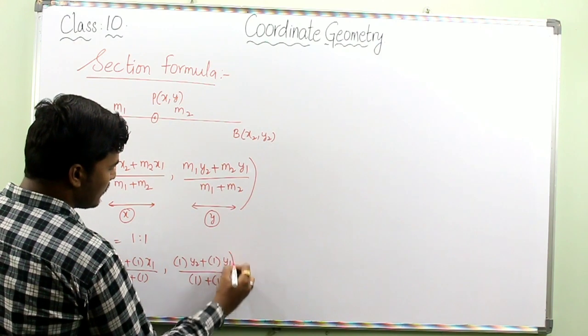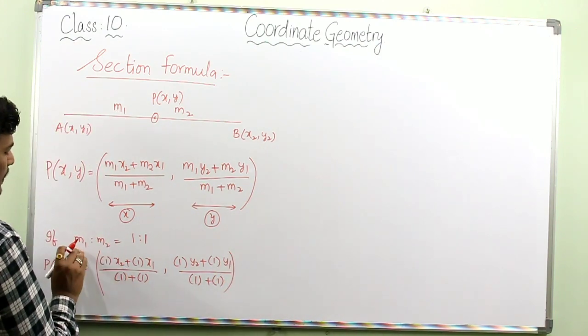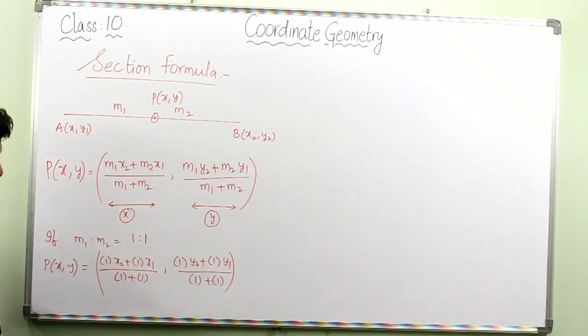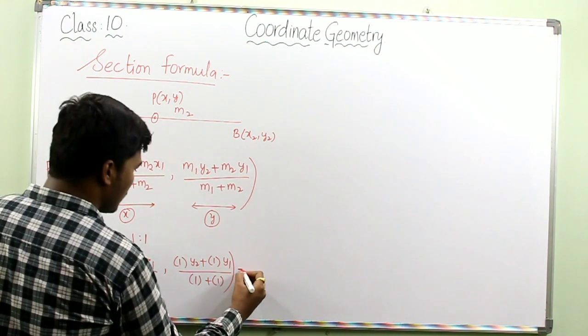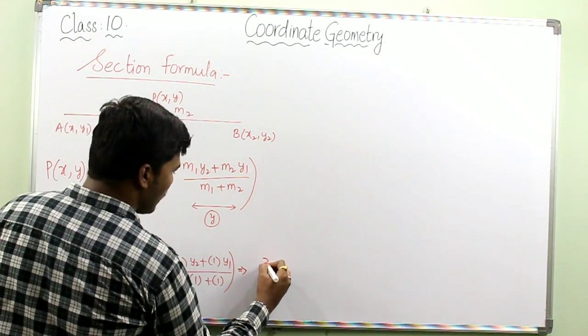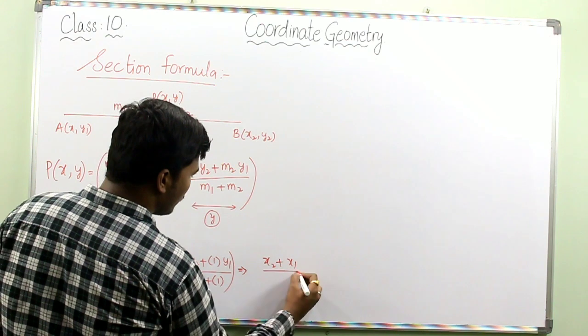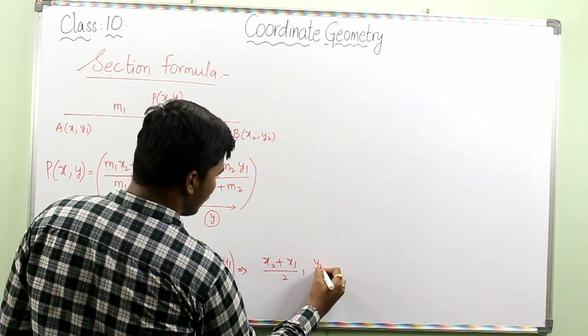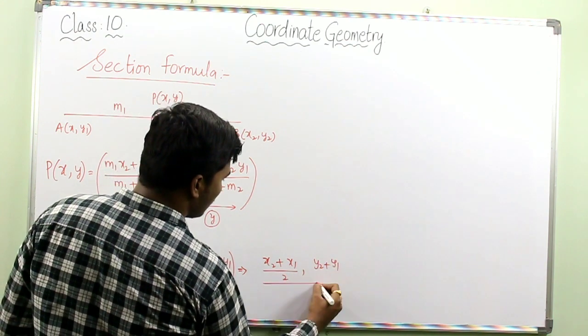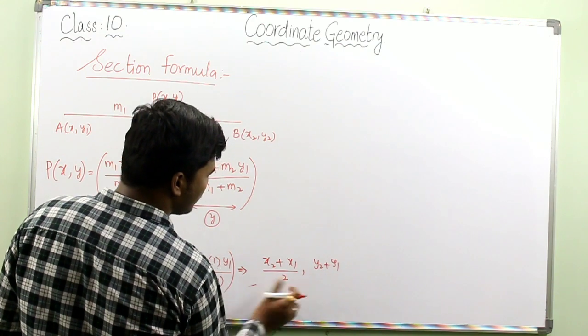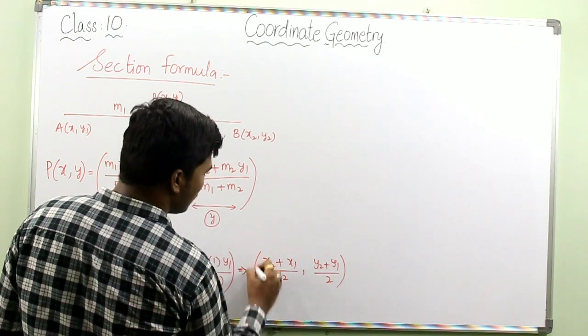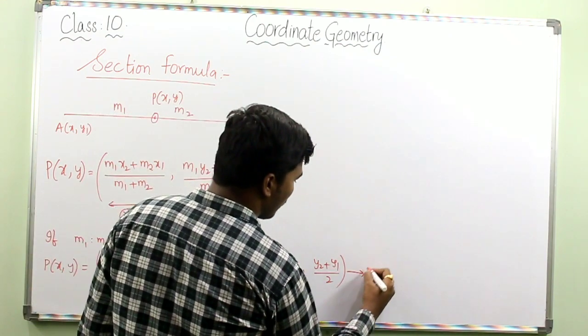I am substituting the ratio m1 to m2 as 1 is to 1, because we will be getting from this (x2 plus x1) by 2, comma, (y2 plus y1) by 2. Okay, this is also nothing but the midpoint formula.